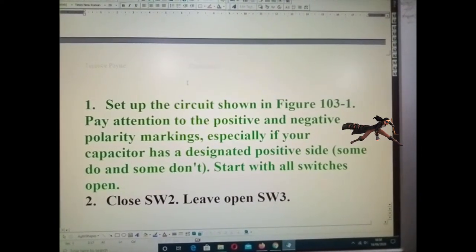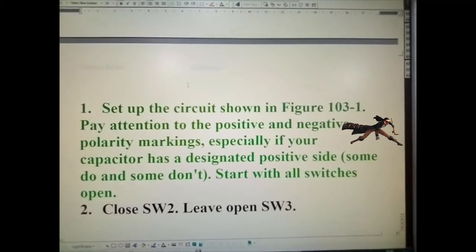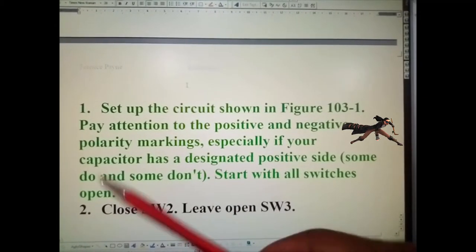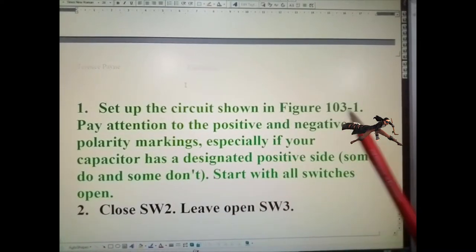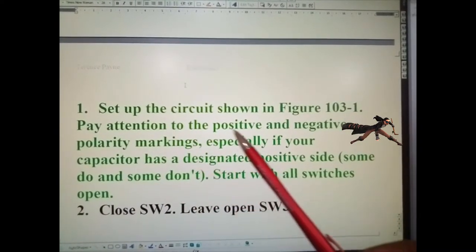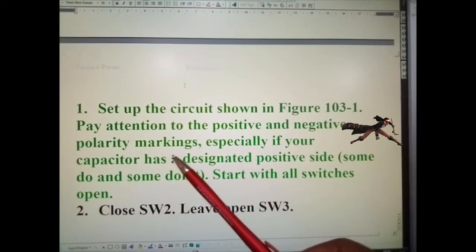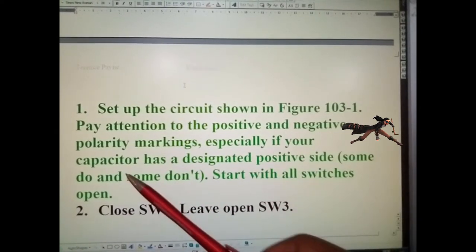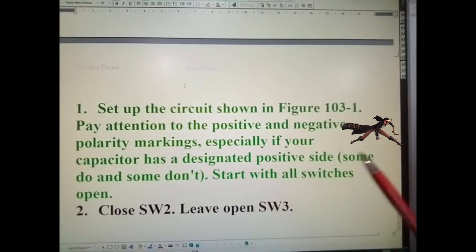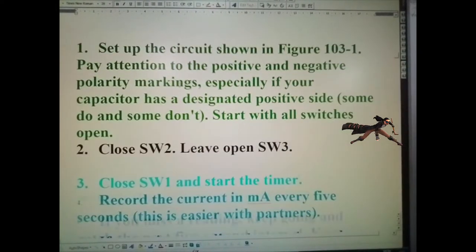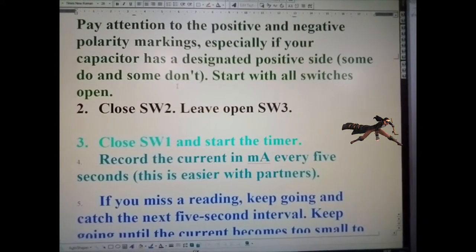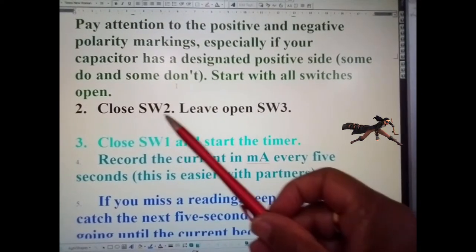Now, set up the circuit shown in figure 103. Pay attention to the positive and negative polarity markings, especially if your capacitor has a designated positive side. Some do and some don't. Start with all switches open, okay? Close switch 2, leave open switch 3.